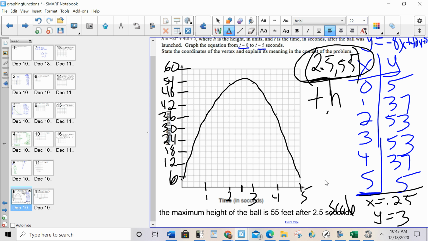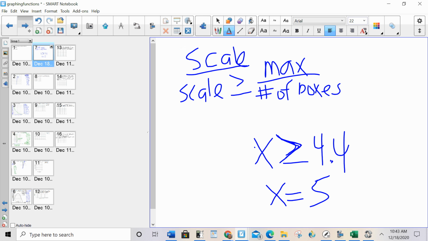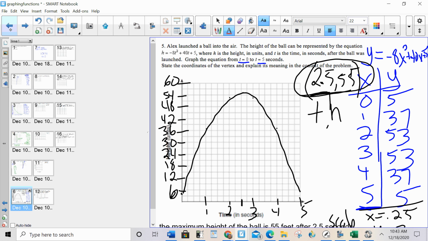This is also a stepping stone to what we're going to be doing with the Algebra 2 questions. So scale we talked about for the first time in this example. Scale is very important. You set the scale to find it: the scale is greater than or equal to the maximum value divided by the number of boxes. So I did 5 divided by 20 because 5 was the largest x value, and I did 53 divided by 20 to come up with my scale. I want to choose a number that's close to that number, but easy to work with.